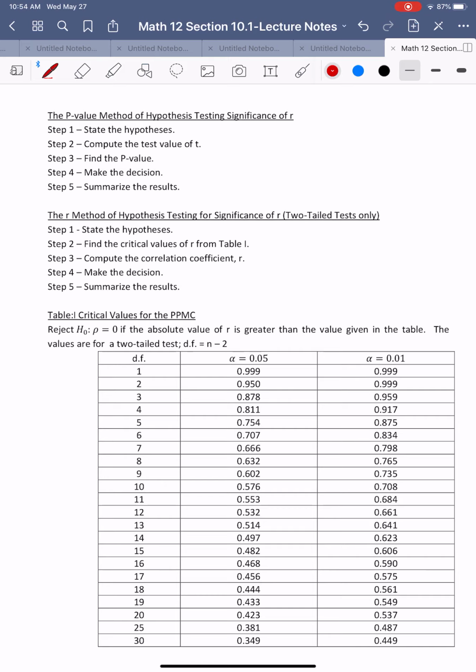State the hypothesis. Step 2, compute the test value of t. Step 3, find the p-value. Step 4, find the decision. And step 5, summarize the result. And the R method of the hypothesis testing for the significance of R, two-tail test only this time.